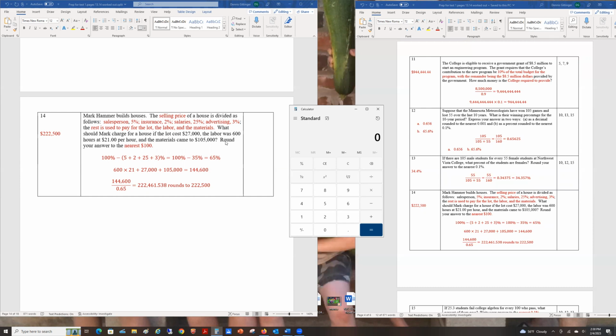Okay, now here's what you know. The lot is $27,000. The labor is 600 hours at $21 an hour, and the materials are $105,000.